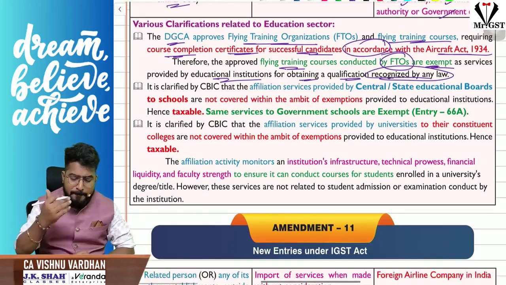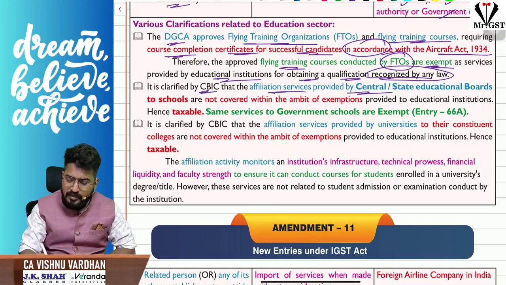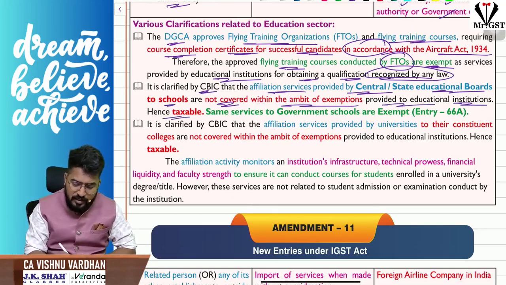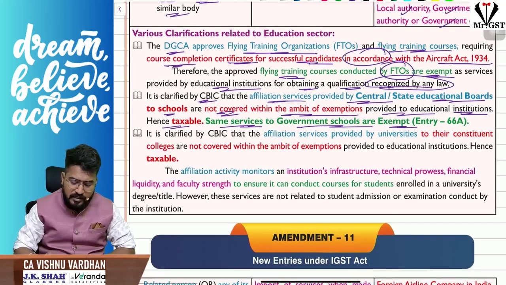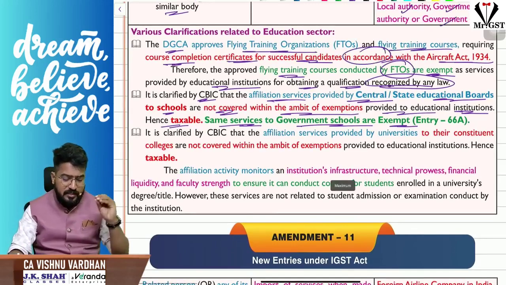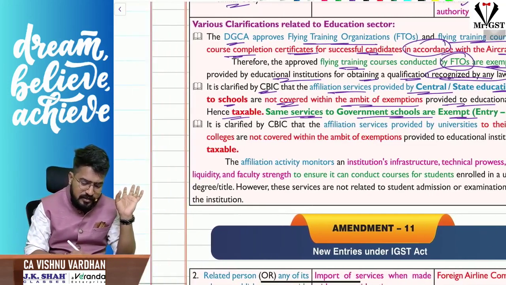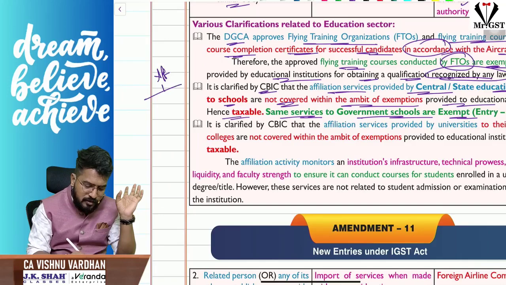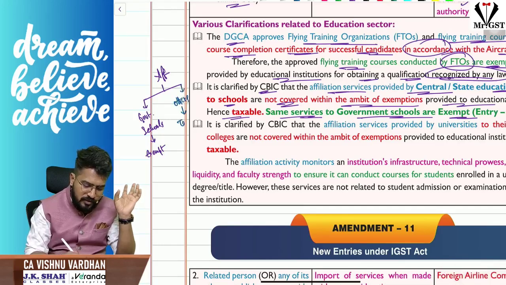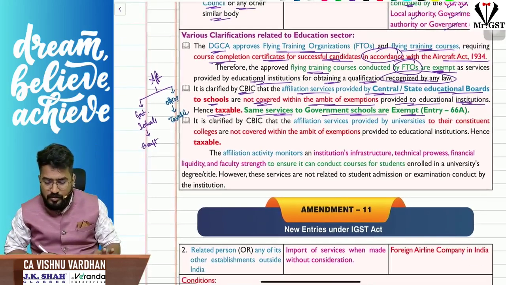Next, it is clarified by CBIC that affiliation services by central government and state government educational boards are not covered within the ambit of exemptions provided to educational institutions, hence they are taxable. The same services to government schools are exempt. Just now we have discussed, affiliation services provided by CBSE, state boards etc. to schools are not covered within the ambit of exemption provided to education institutions, hence taxable. The same service, that means affiliation services provided to government schools, they are exempt, but if they are provided to others, obviously taxable. That's all simple. So that is the concept.